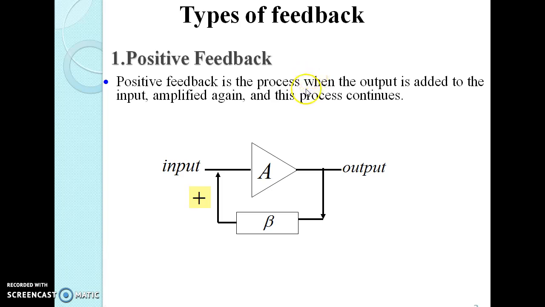What is positive feedback? A positive feedback is a process where the output of the amplifier is added to the input with the help of the feedback circuit. So you have the amplifier here. The output of the amplifier is given to the feedback circuit, and the output of the feedback circuit is added along with the input back to the amplifier, and this process continues.